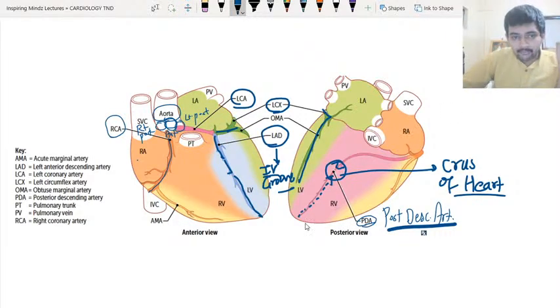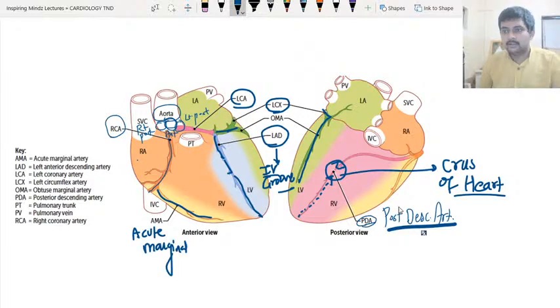Now, if you have seen, there is one more artery which is running over here. This artery is the acute marginal artery. Fine. This is the acute marginal artery. It is going along the inferior border of the heart.